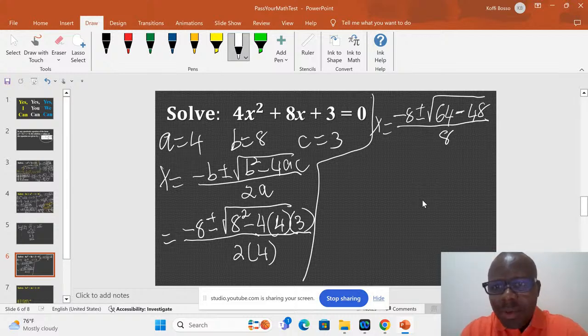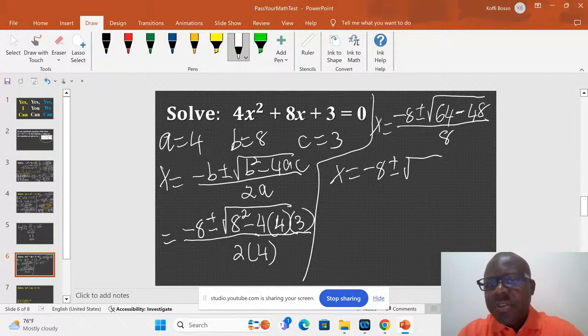Now here, what you're going to have next is what? We're going to try to simplify. So we have x is equal to negative 8 plus or minus the square root of 64 minus 48, which gives you 16, divided by 8.